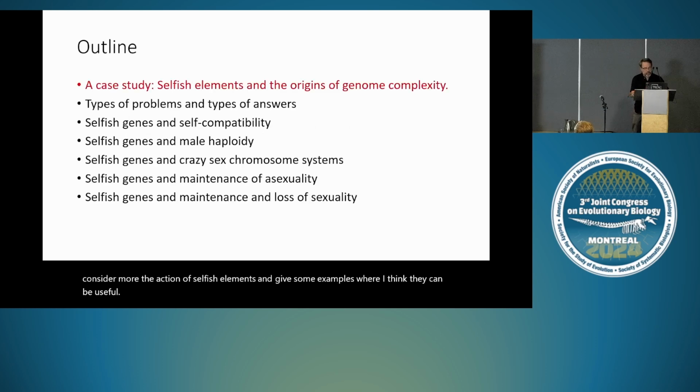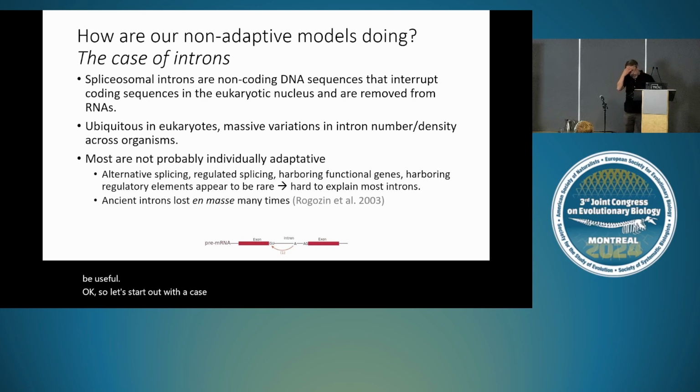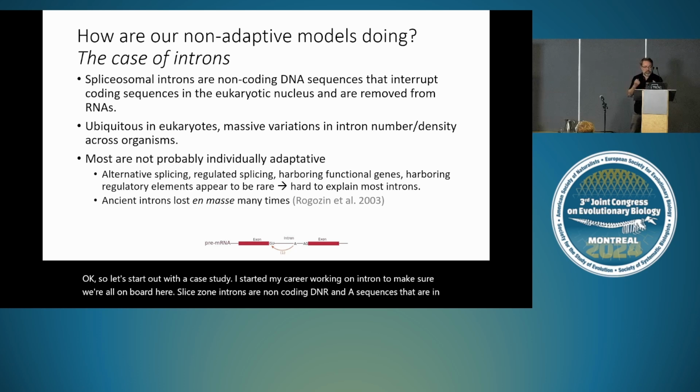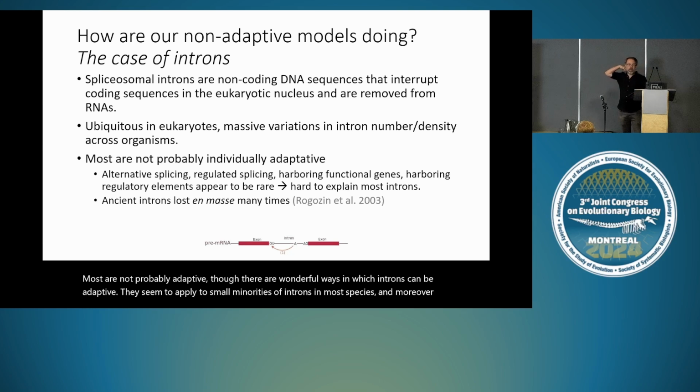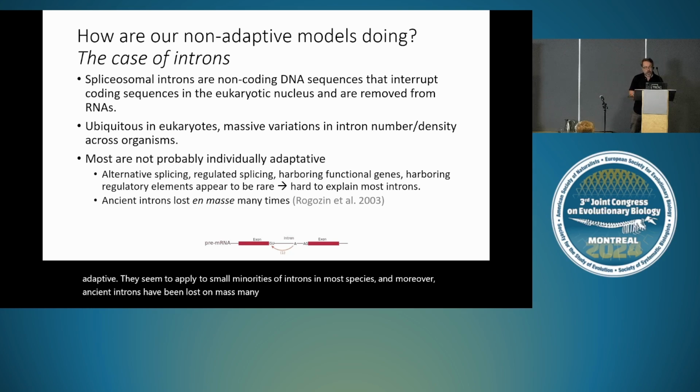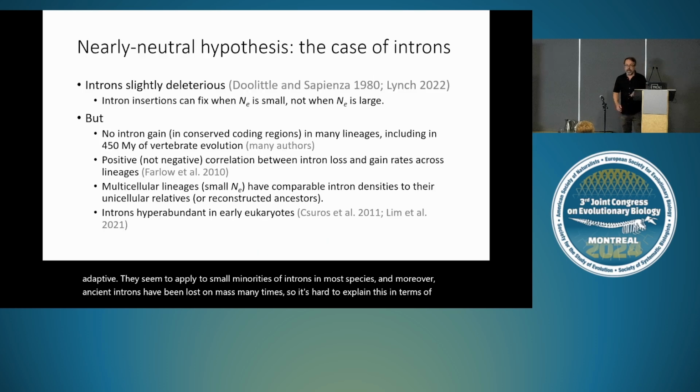Okay, so let's start out with a case study. I started my career working on introns, to make sure we're all on board here. Spliceosomal introns are non-coding DNA sequences that are in the middle of genes that get removed from RNAs. They're ubiquitous in eukaryotes, and there's huge variation in intron numbers across species. Most are probably not adaptive, though there are wonderful ways in which introns can be adaptive. They seem to apply to small minorities of introns in most species. Moreover, ancient introns have been lost en masse many times. So it's hard to explain this in terms of they're all there because they're adaptive.